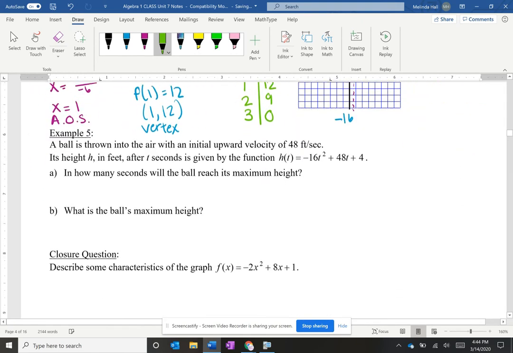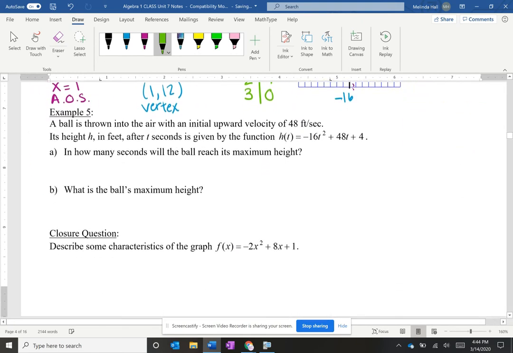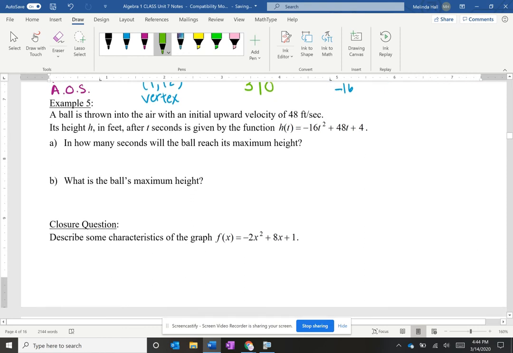So for our next one, we have a ball being thrown into the air with an upward initial velocity of 48 feet per second. And its height, h in feet after t seconds, is given by the function h of t equals -16t squared plus 48t plus 4. So first, in how many seconds will the ball reach its maximum height?